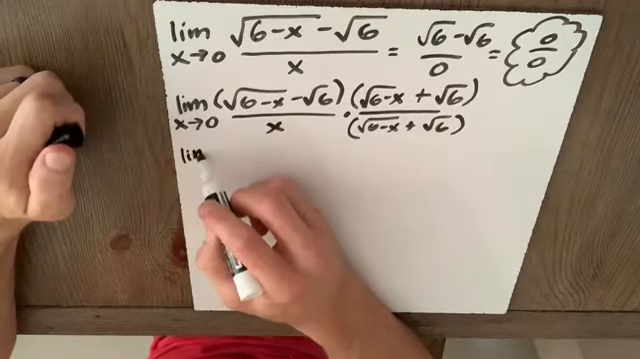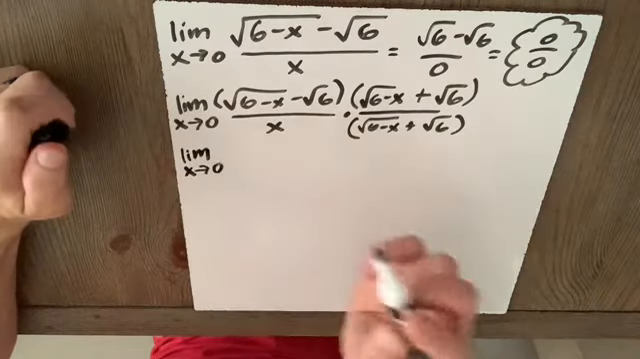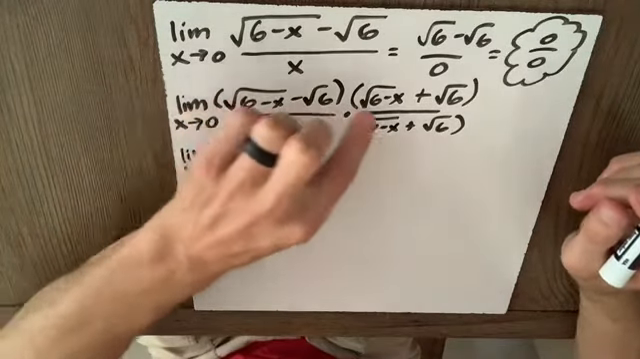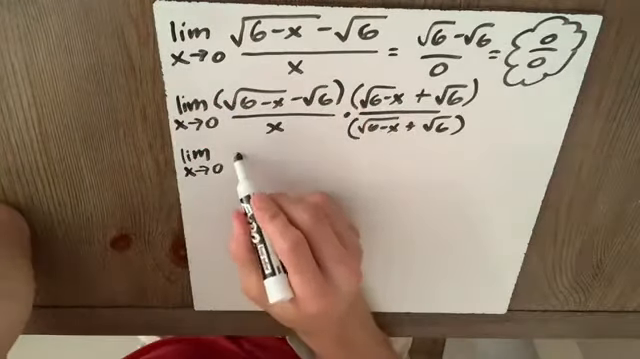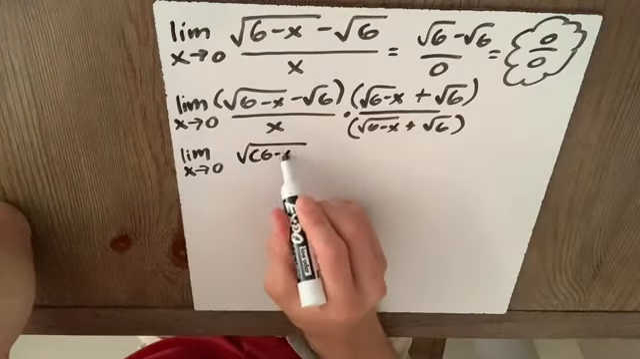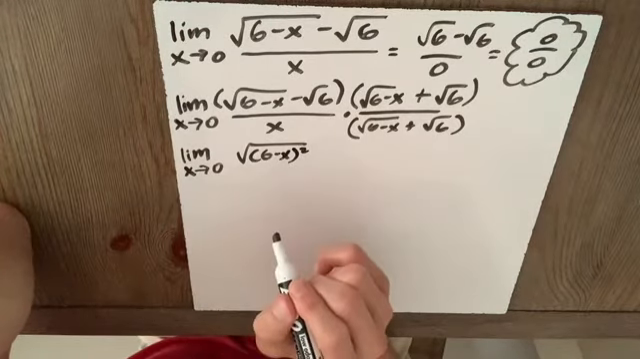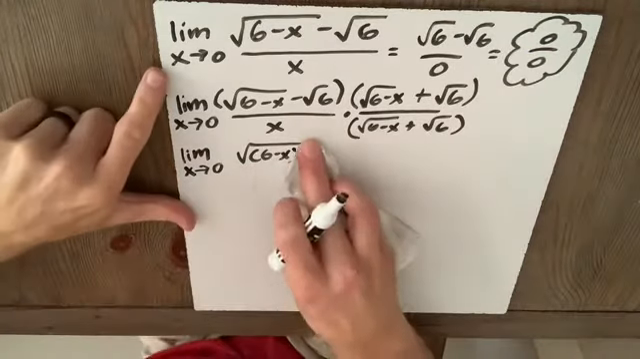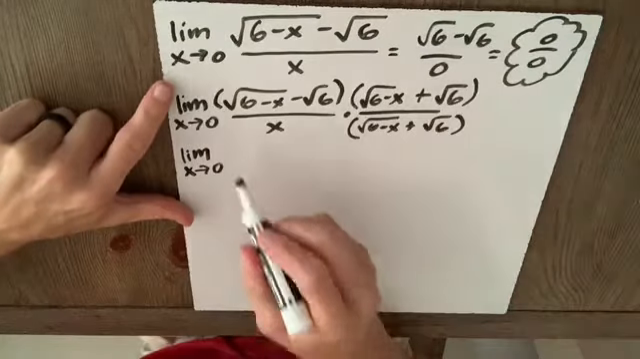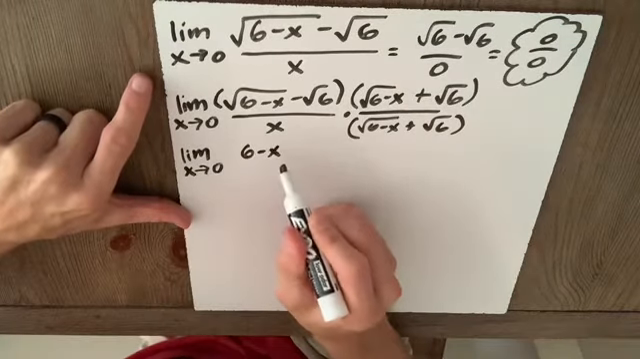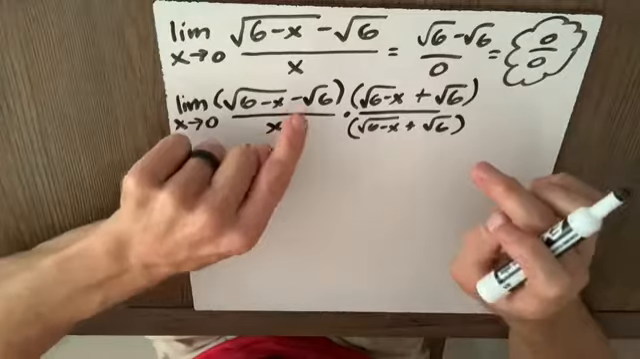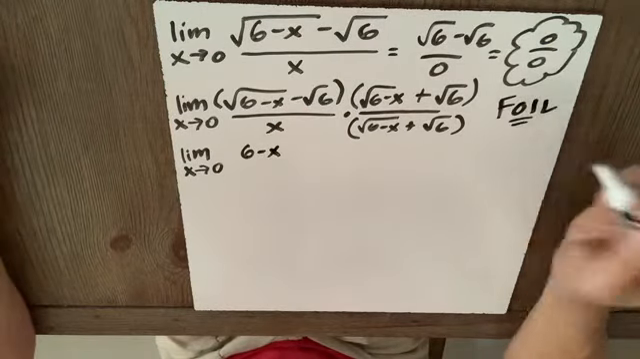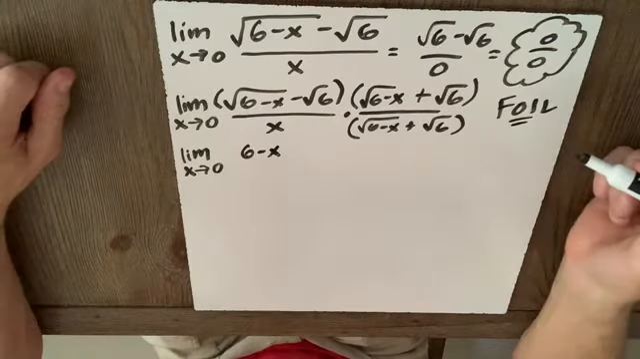This is going to be the limit as x approaches 0 of, well, this is the square root of 6 minus x times the square root of 6 minus x, which will give us the square root of 6 minus x, squared. Hopefully you can see the square root and the square will undo each other. So what we really get here is 6 minus x. The last term, if I'm foiling this, I don't have to worry about the OI of FOIL because they are conjugates.